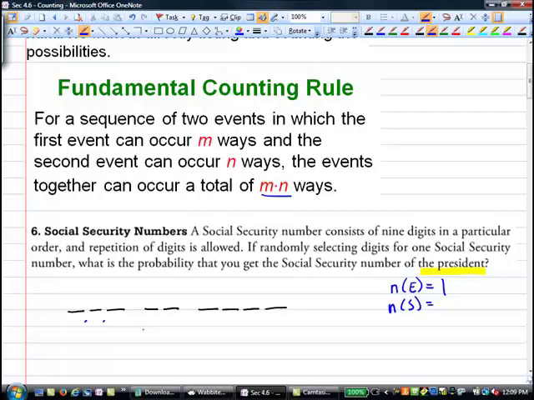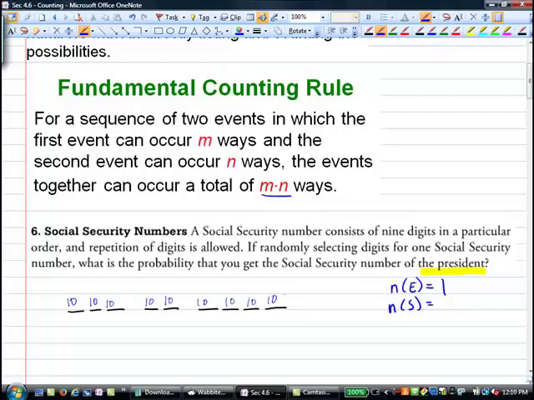So how many choices do I have for digits of this first number in our Social Security number? 10. There's actually 10 because we go 0 through 9. So that's 10 digits. You're allowed to repeat numbers on Social Security numbers. So how many choices will we have for the next number? And the next? And the next? There's actually 10 choices for all of these.